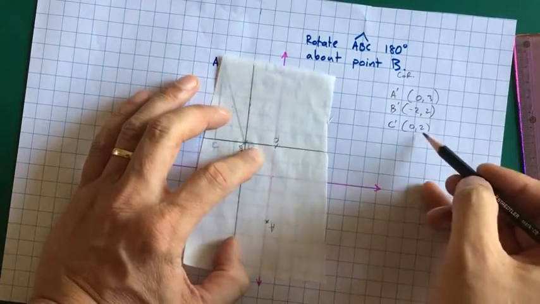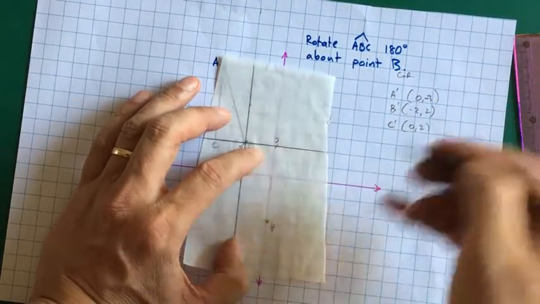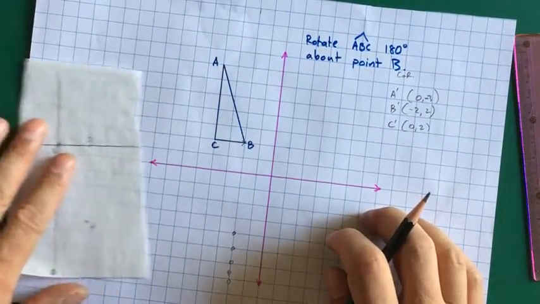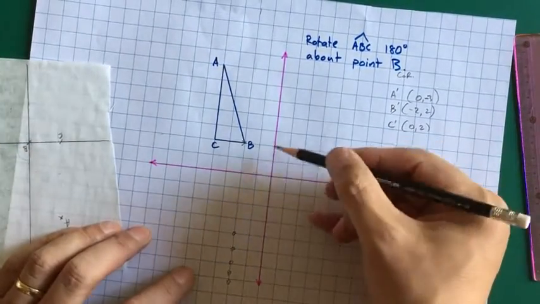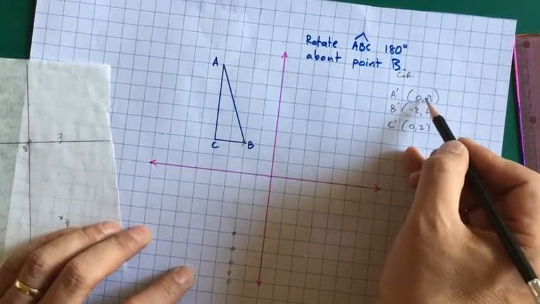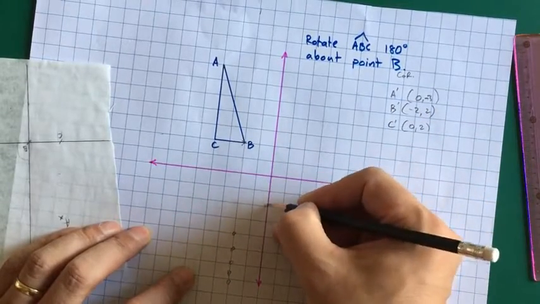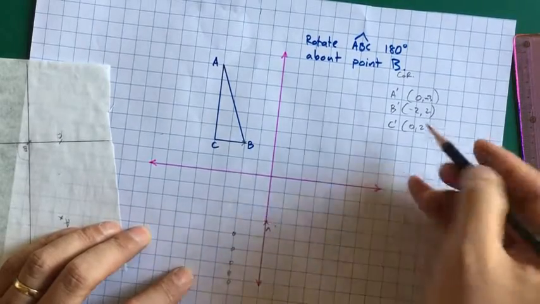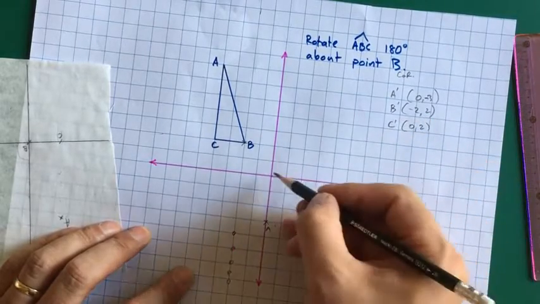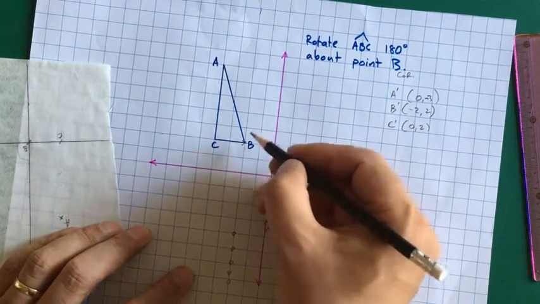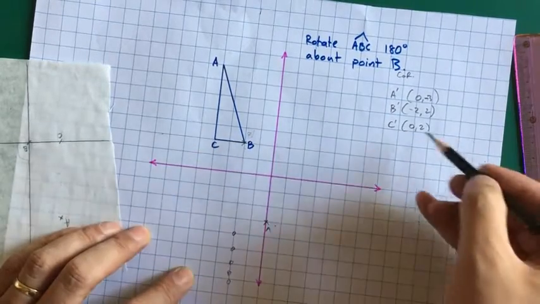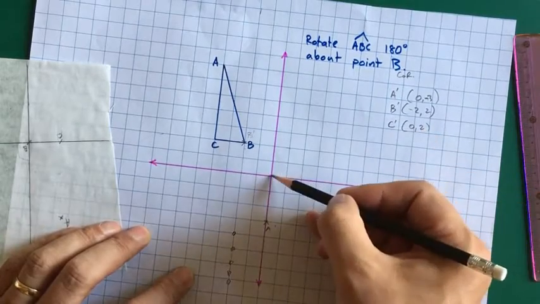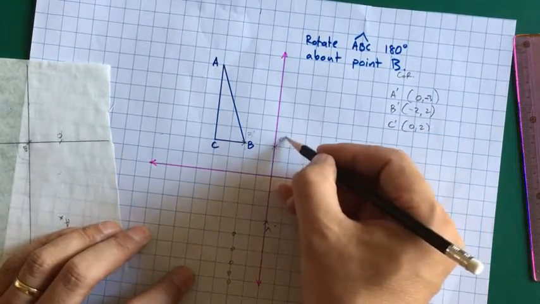Let me just check. It's a negative 3, sorry, going down. Okay, I can take that away, and I can plot all the image points. So A dash is 0, minus 3. Here is A dash. B is going to be minus 2, 2. So here's going to be B dash as well as B. And C is 0, 2, so C dash is here.